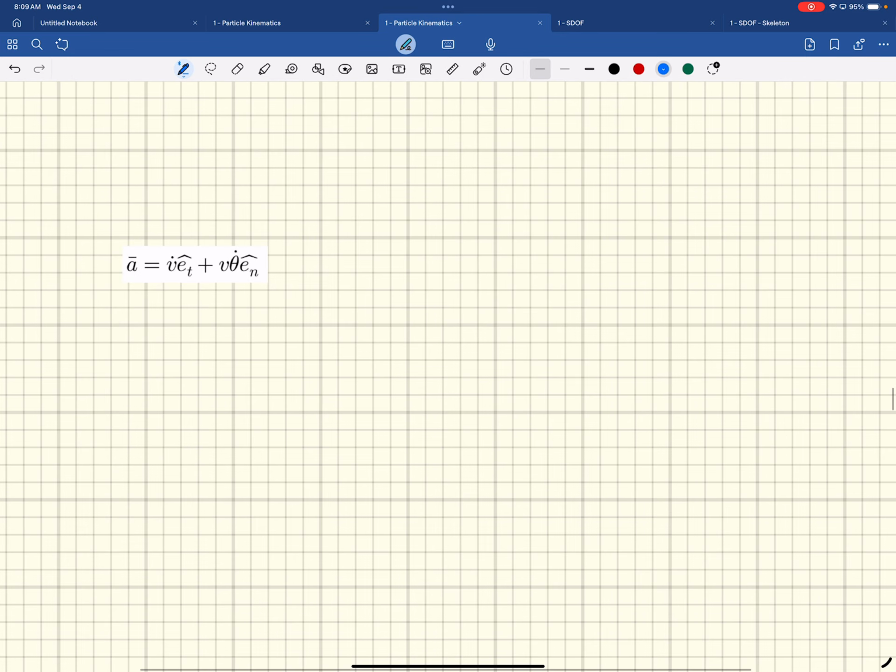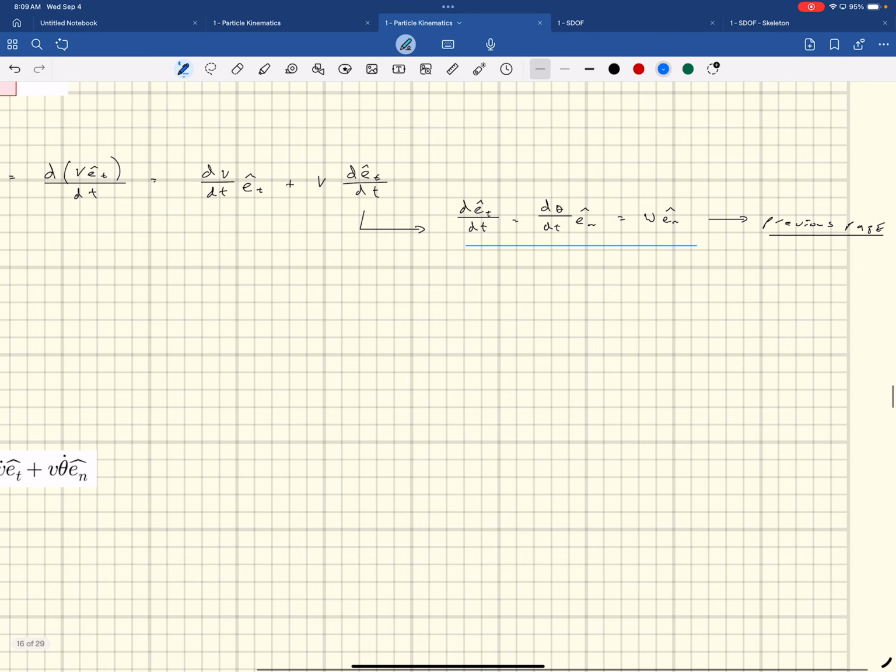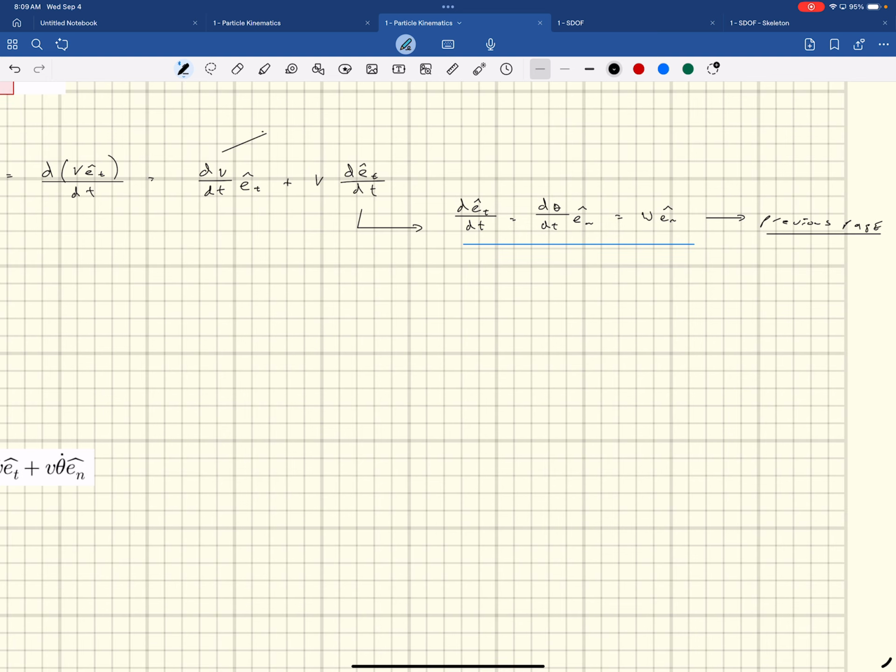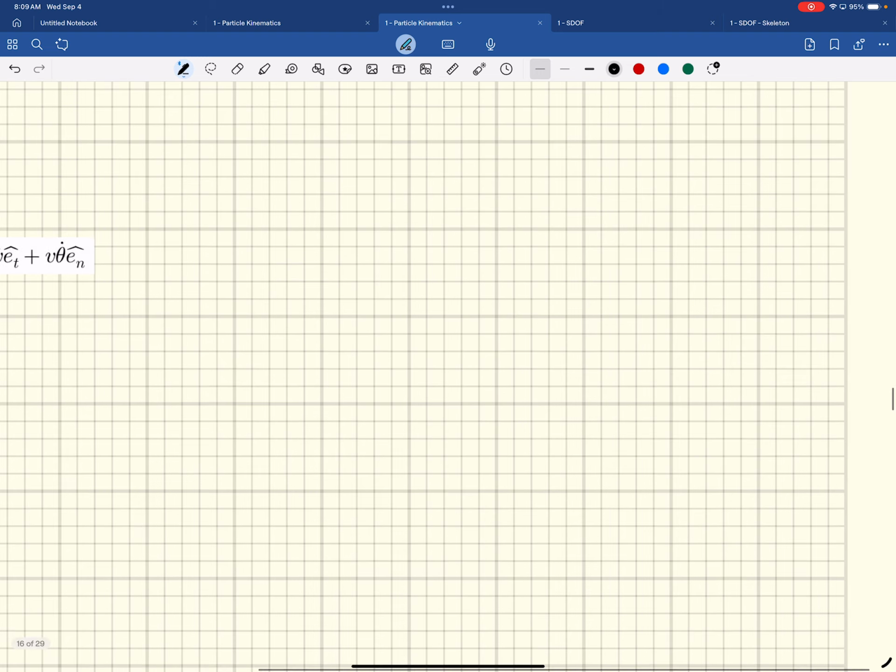Which then becomes this. Right. So this is one more comment here. dv/dt is just v dot, how velocity is changing with respect to time. Remember, the dot just signifies the derivative with respect to time. And so if we do that, this is what we get.